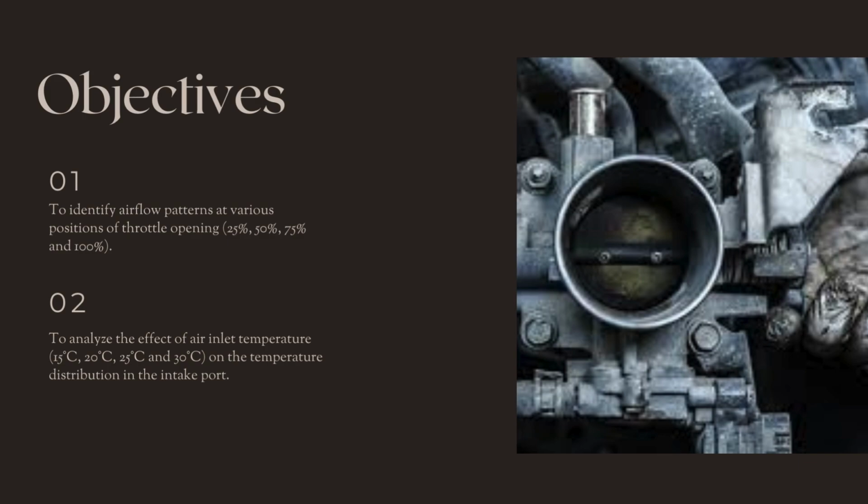The objective of this study is, first, to identify airflow patterns at various positions of throttle opening, which is at 25%, 50%, 75%, and 100%. The second objective is to analyze the effect of air inlet temperature at 15 degrees Celsius, 20 degrees Celsius, 25 degrees Celsius, and 30 degrees Celsius on the temperature distribution in the intake port.